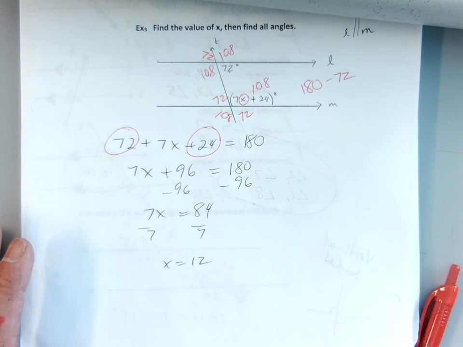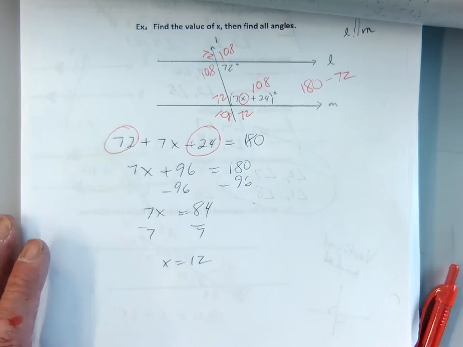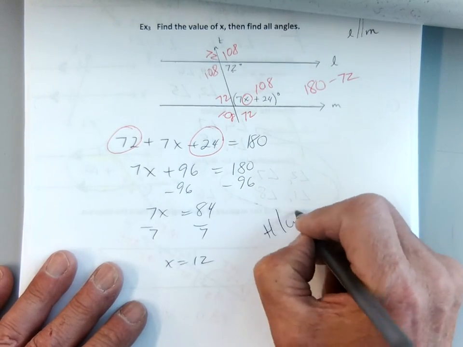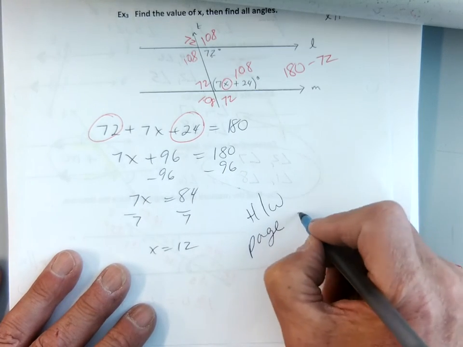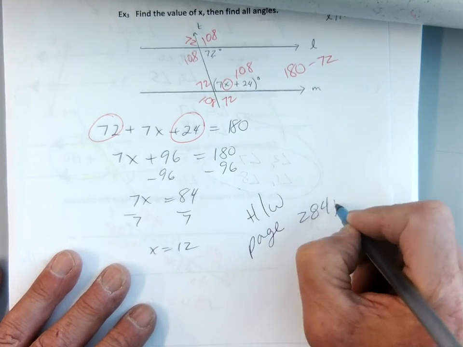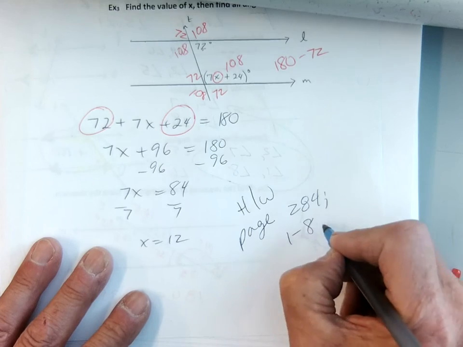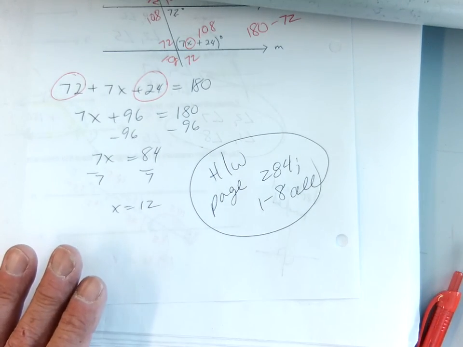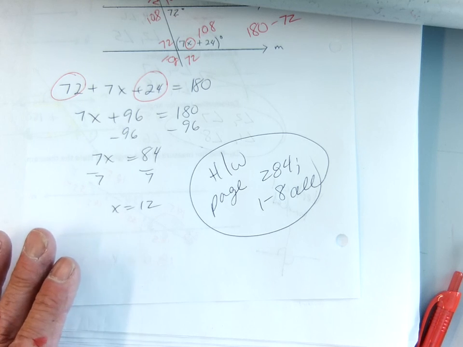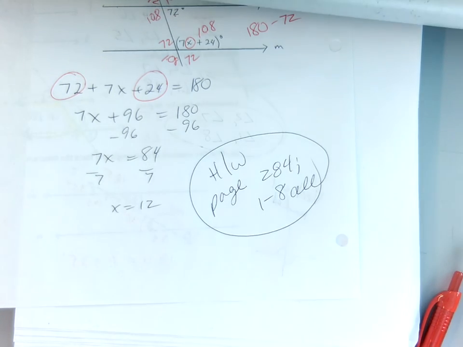Yeah. Okay. So, homework today, out of our journal, page 284, 1 through 8, all. I want everybody working on this. We've got about 8 minutes. I want you to work. Everybody working on this. It's right there.